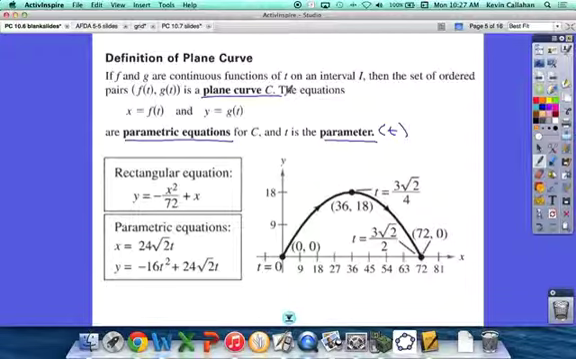So we do a couple things with this. Number one, we will graph parametric equations. And number two, we will eliminate the parameter by combining these two, right? Combining these two to show that it equals that. That's really all we do with them.